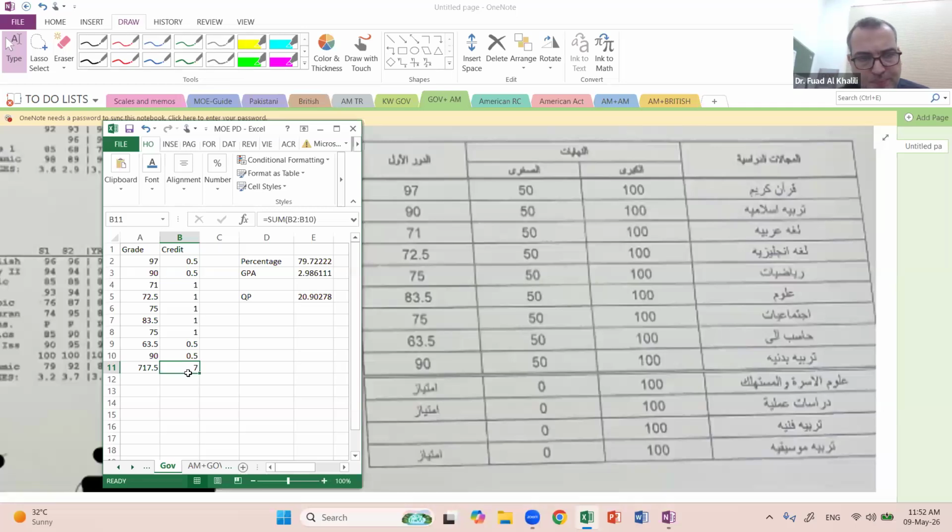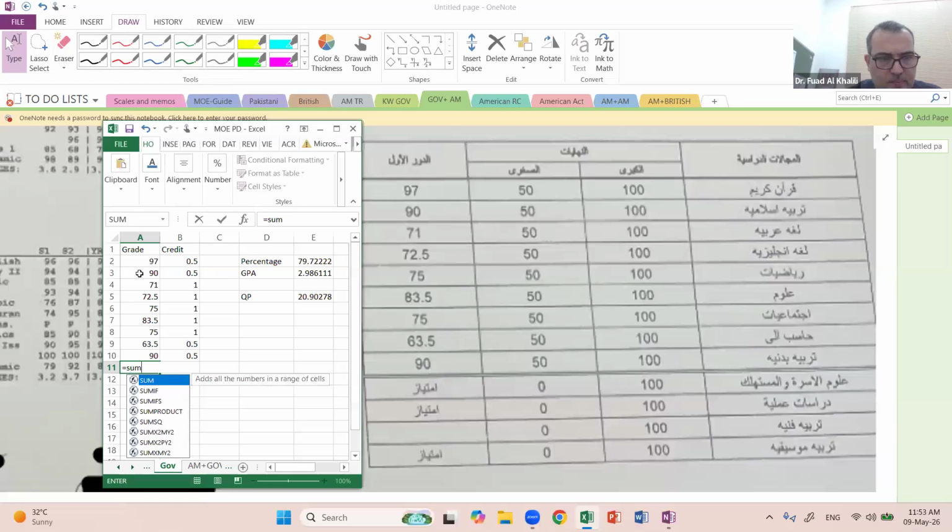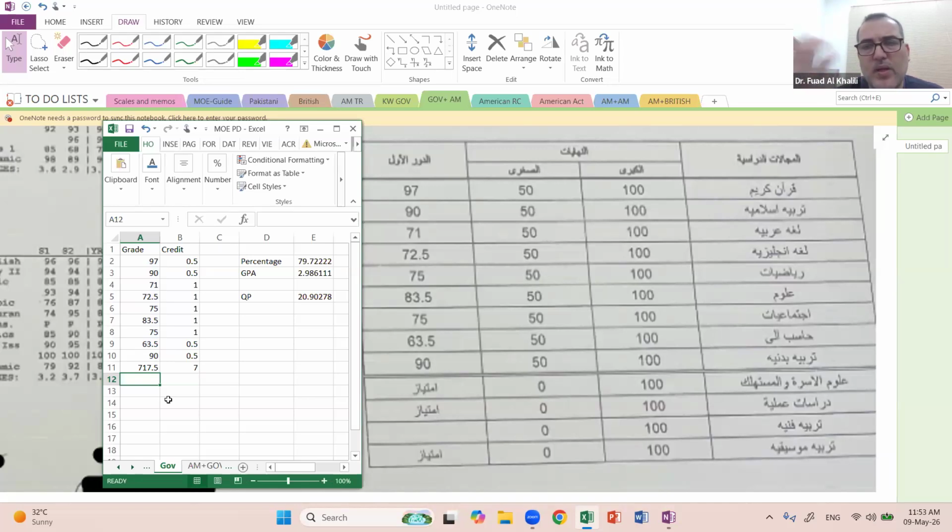Now, what do we do? How do we calculate the percentage again? You add up the grades, this column, starting with 97. Let me verify the sum. Total marks: 717.5. This is the total sum of the grades that this student got in all of these subjects.